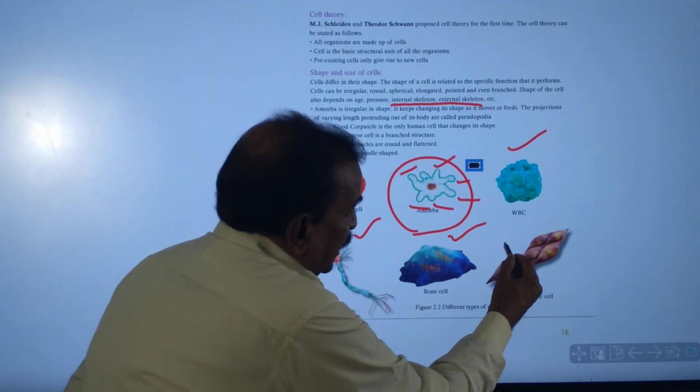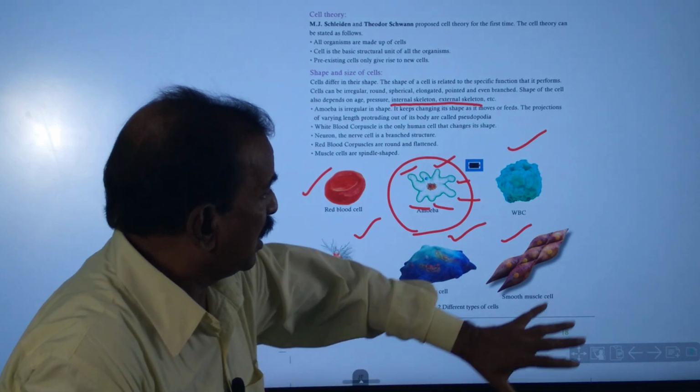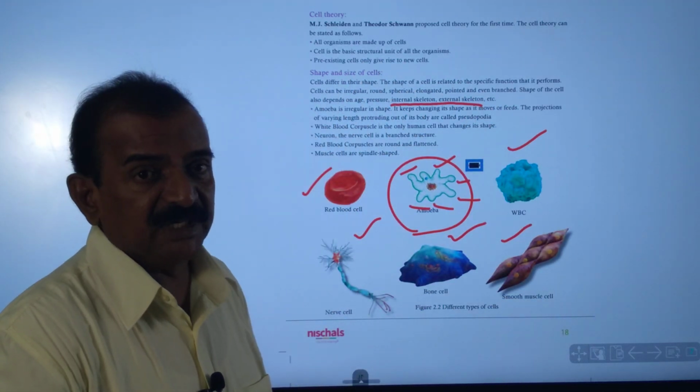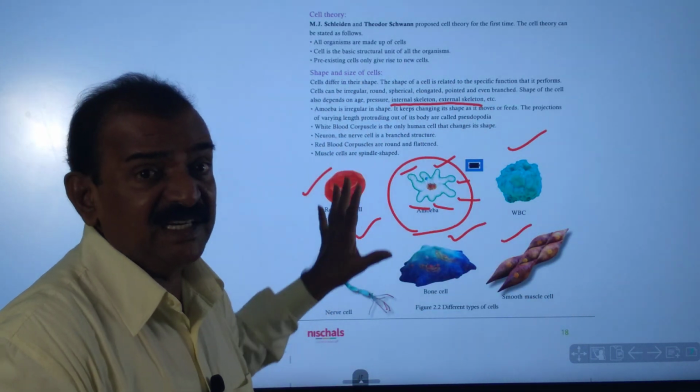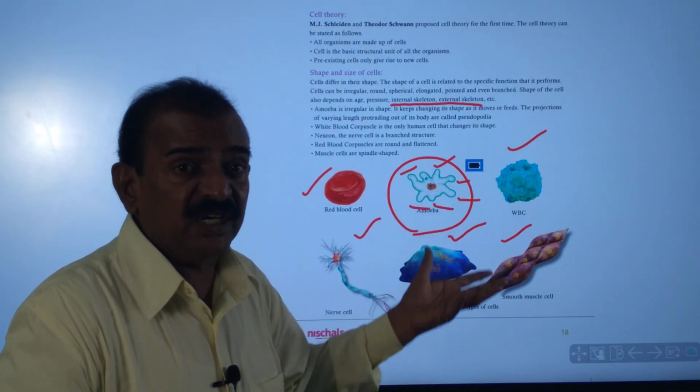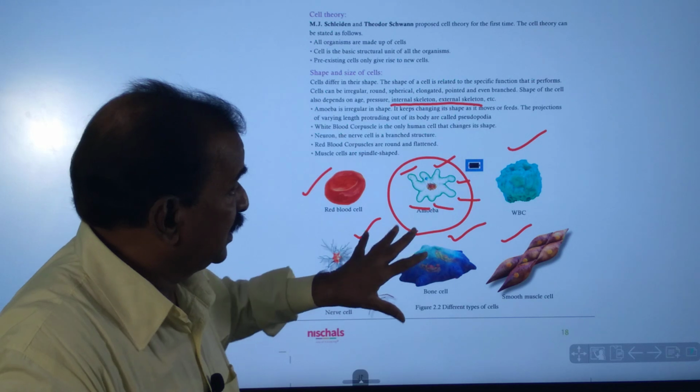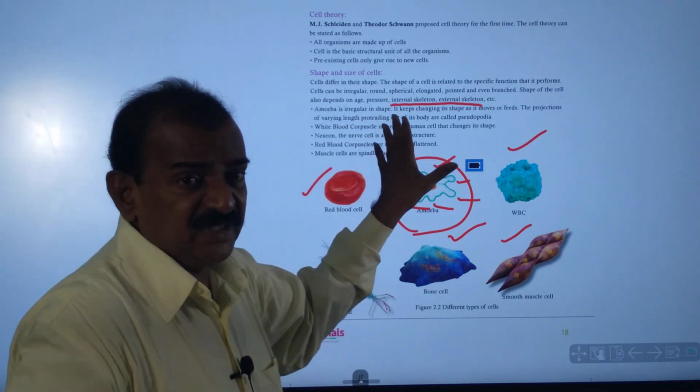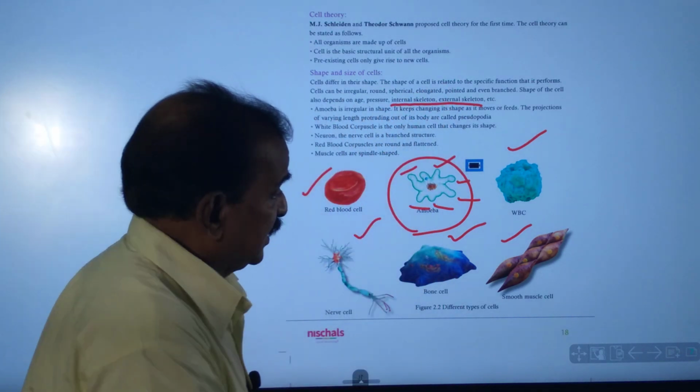And finally you see a smooth muscle cell. All these cells do not have the same shape. They are present in different organs, performing different functions, and having different shapes and sizes. So children, we discussed the shape of the cell and also the size of the cell here.